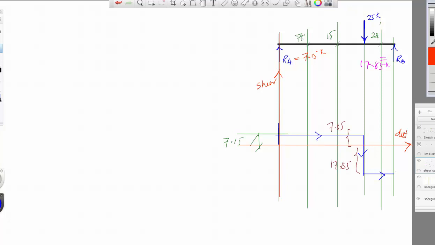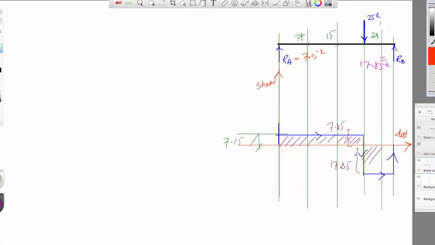And then at this point where we have the RB, this will go up by an amount of 17.5, which is the reaction here. So this is the shear force diagram.